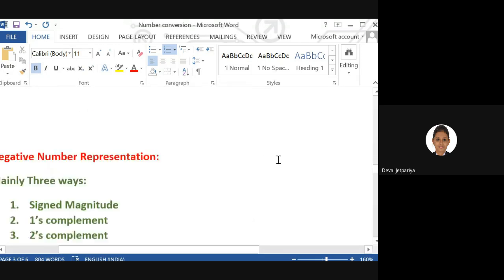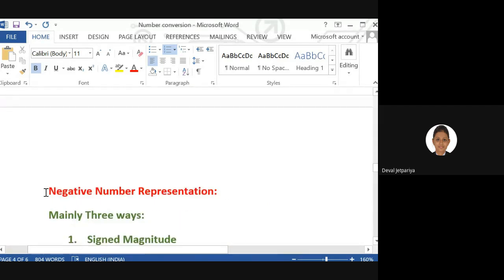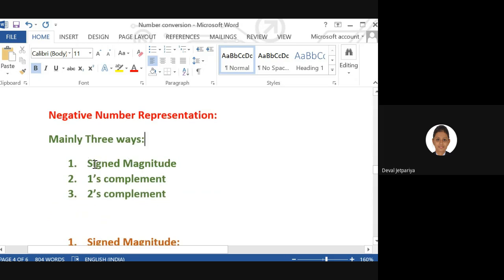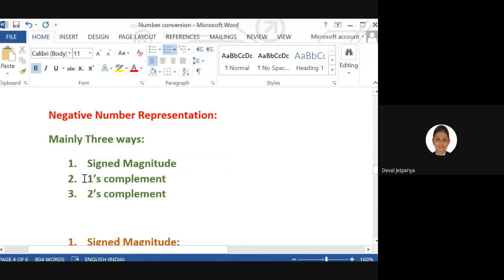Okay, so after that, the next topic that you need to see is negative number representation. We all know in decimal it is very direct. Directly we will use a sign and that will indicate the negative number. But what if we need to use the same thing to represent negative binary numbers? For that we have three ways. The first way is sign magnitude, the second is one's complement, and the third one is two's complement. So using these three ways, you can represent any negative number.